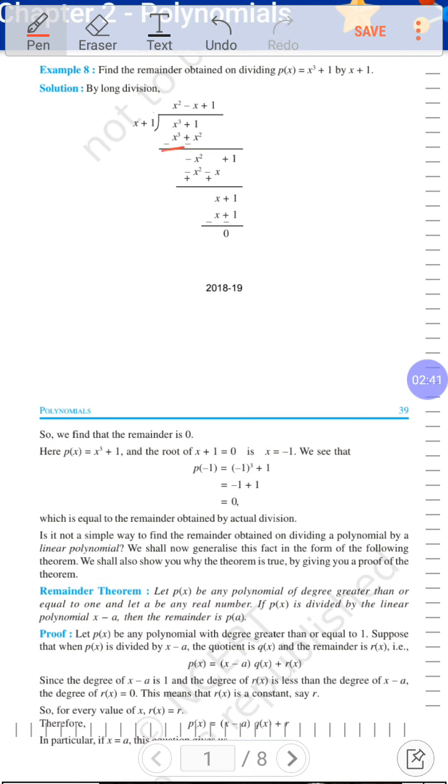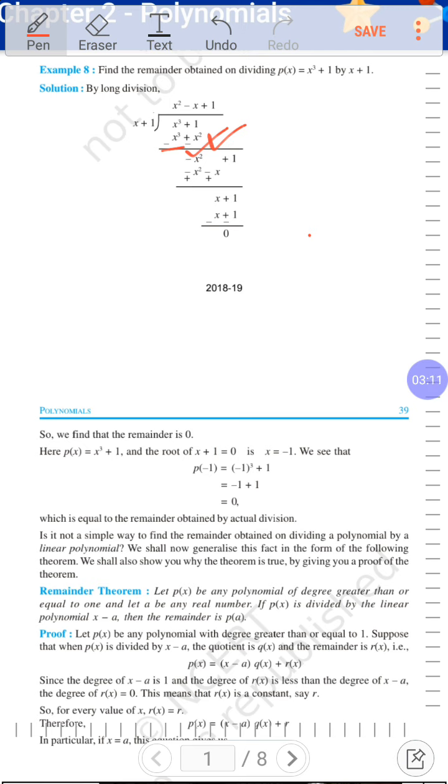Now over here it is minus x square and 1; both are unlike terms, so they will not be added or subtracted. Now as you can see, the changed sign is the proper sign. Minus x square plus 1 has been written, with that 1 brought down. So we have minus x square plus 1. Again we repeat the same process, dividing minus x square with x. When you divide minus x square with x, we get minus x.